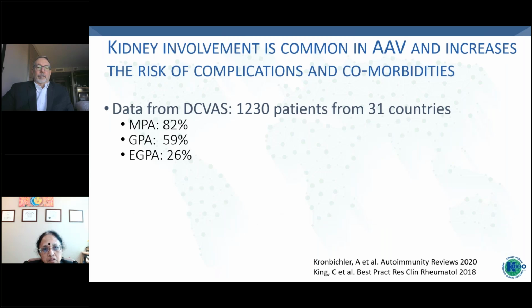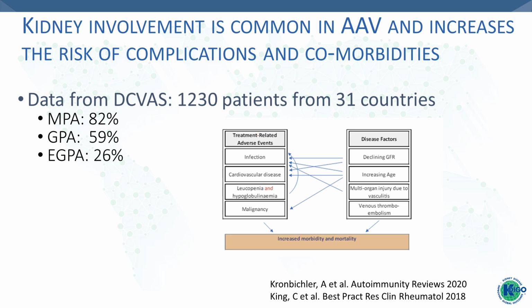Kidney involvement is common in ANCA vasculitis and also has implications for both complications and comorbidities. This is data from over 1,200 patients in the DCVAS study, where kidney involvement was common in both MPA and GPA and less common in EGPA. And what you see here is that declining GFR, or impaired kidney function, is an important contributor to both complications and mortality.